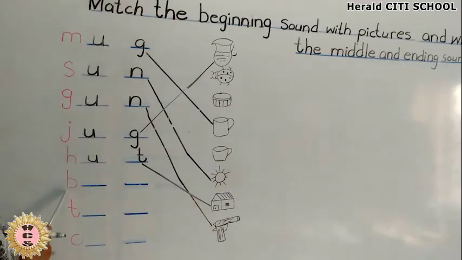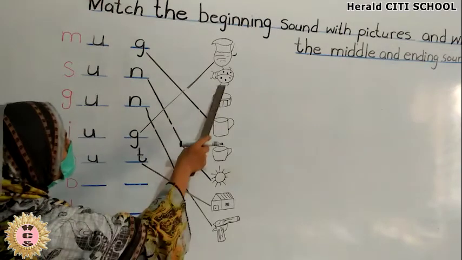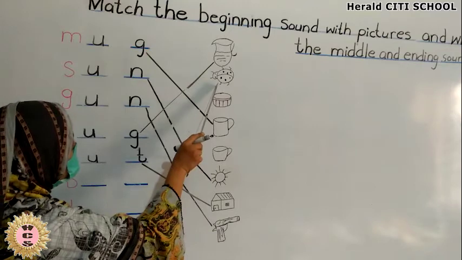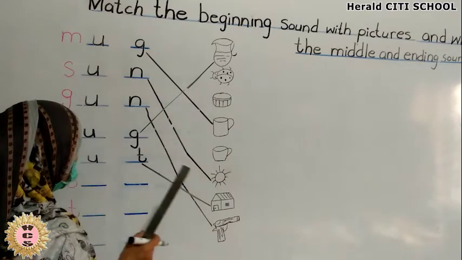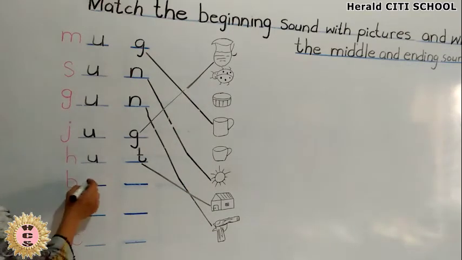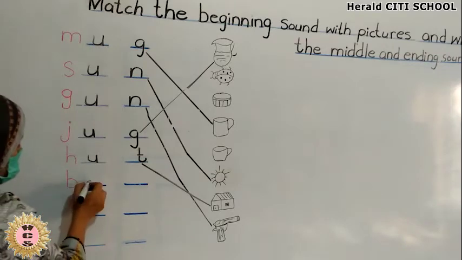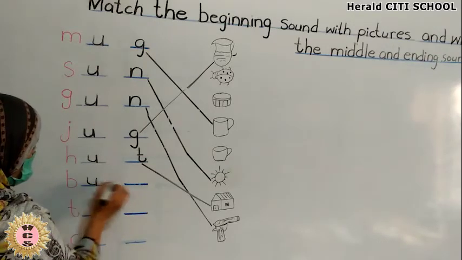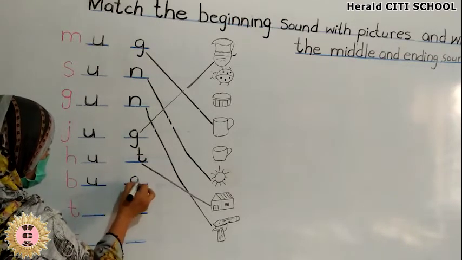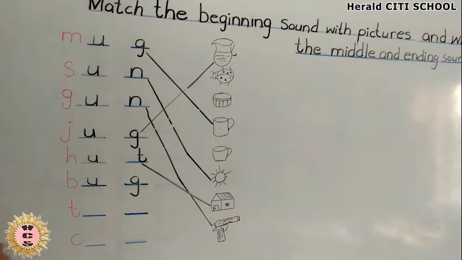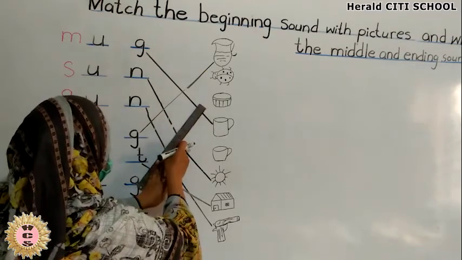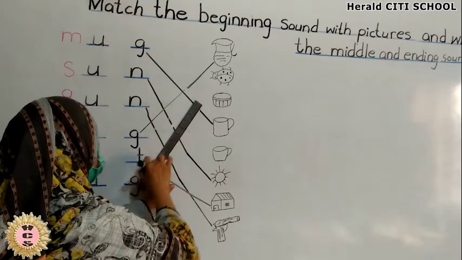Which sound is this? This is B. What is this, children? Yes, this is bird. Bird. And the spelling of bird is B-I-R-D, bird. Now we will match the spelling of bird to the picture of bird.